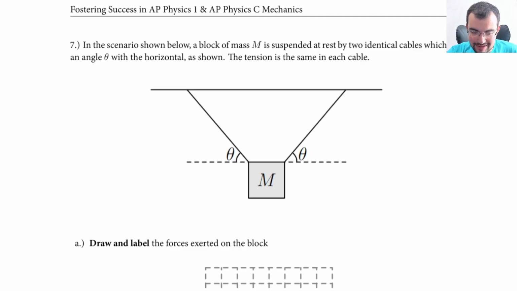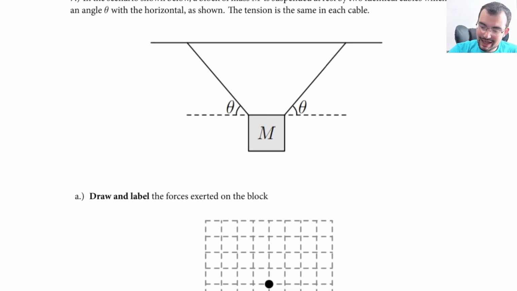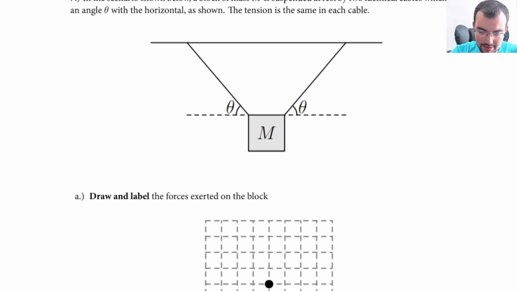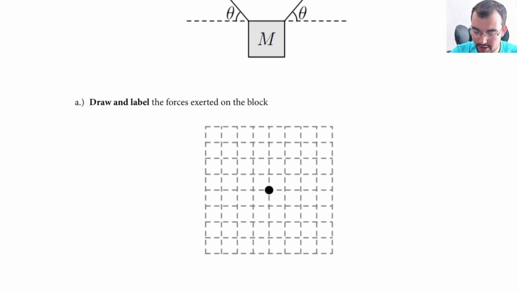All right, simple math time. So now we have a hanging block. It is just symmetrically suspended by these two cables. We want to draw and label the forces exerted on this block. So there are two cables, everything's symmetric, so this should be a very mirrored picture.